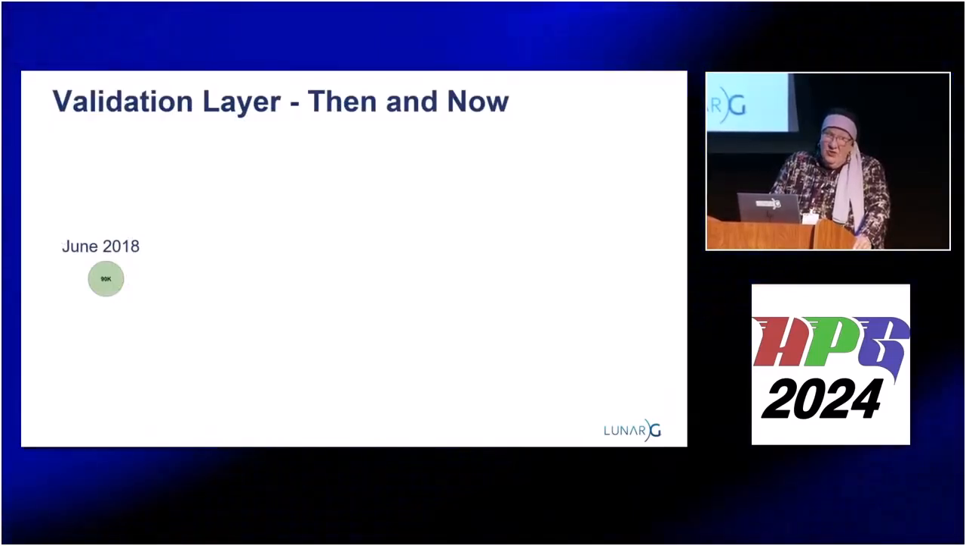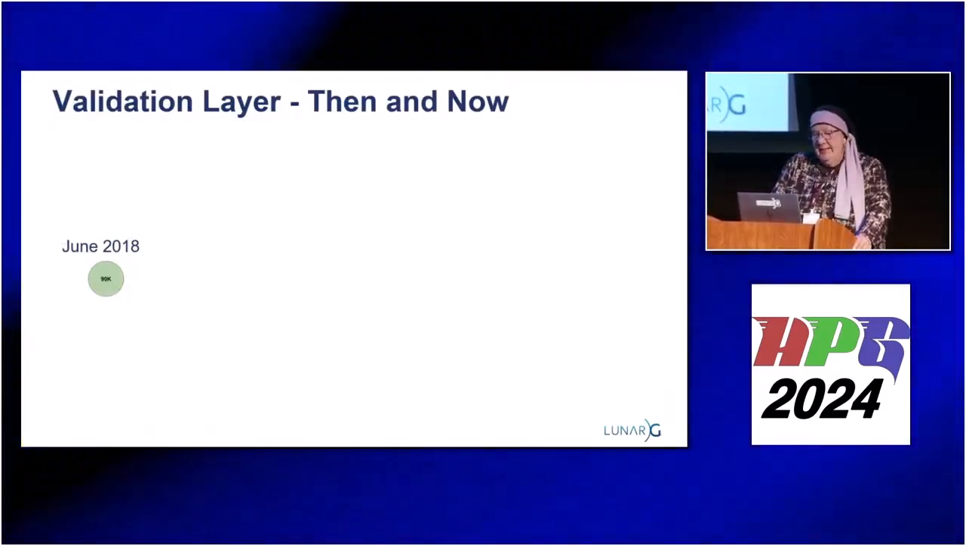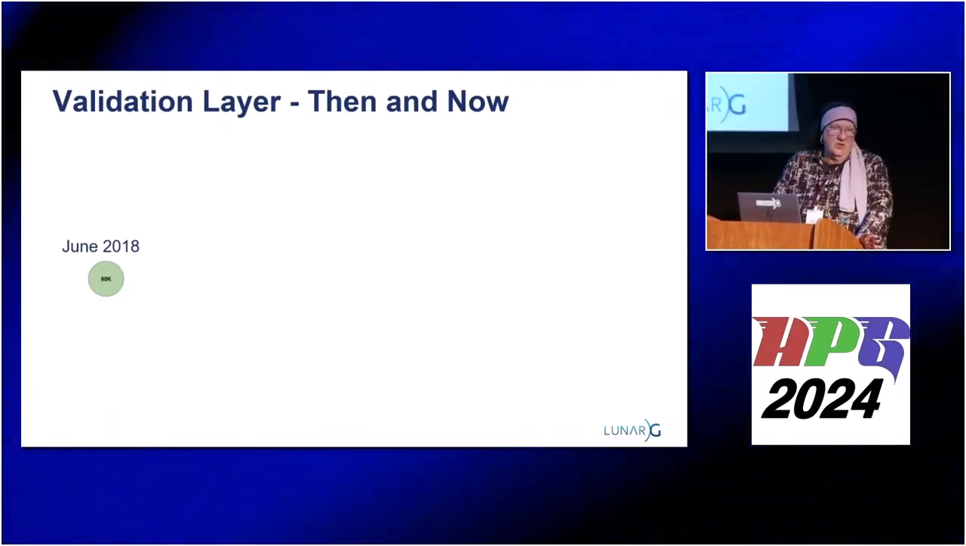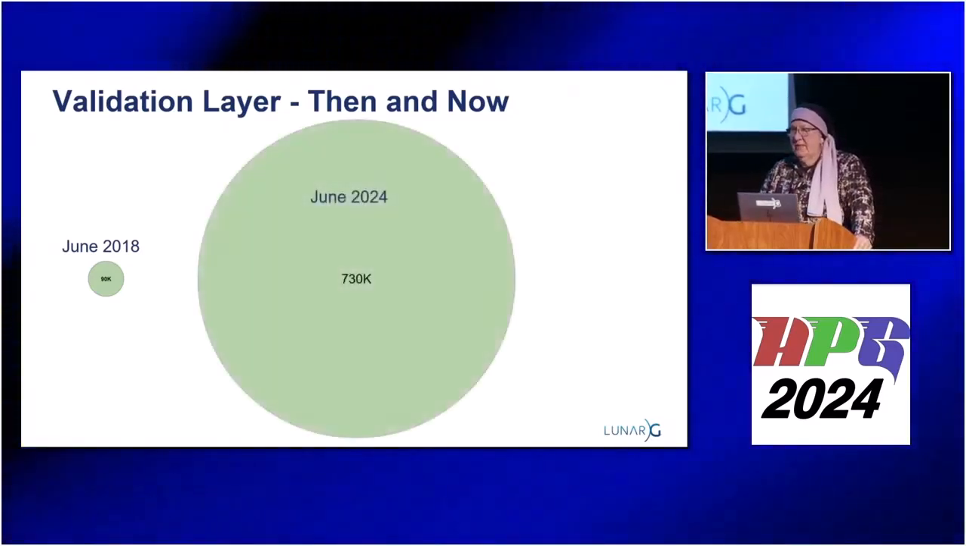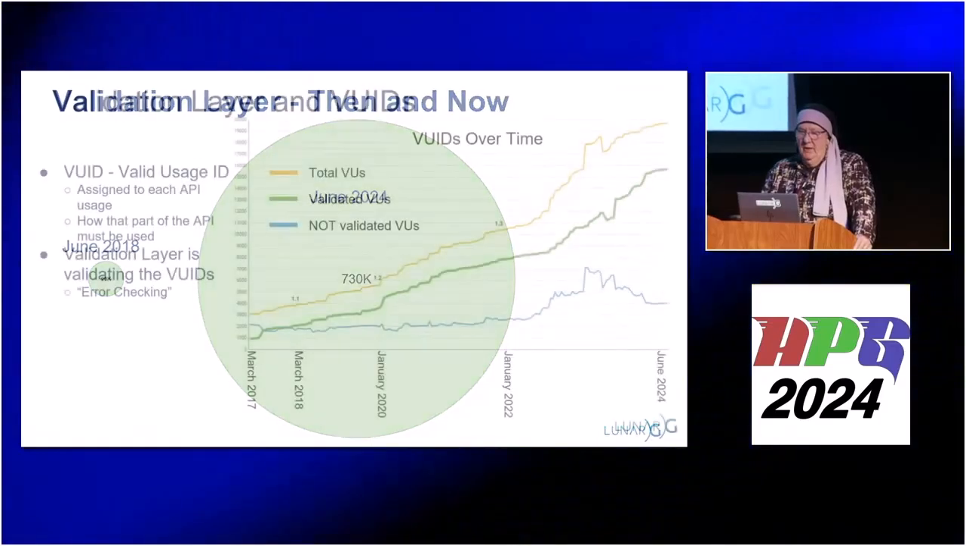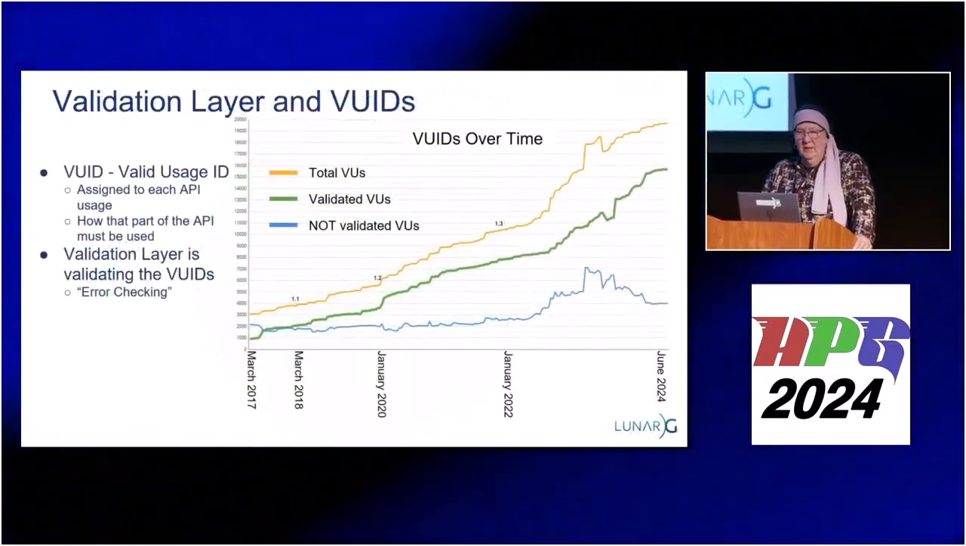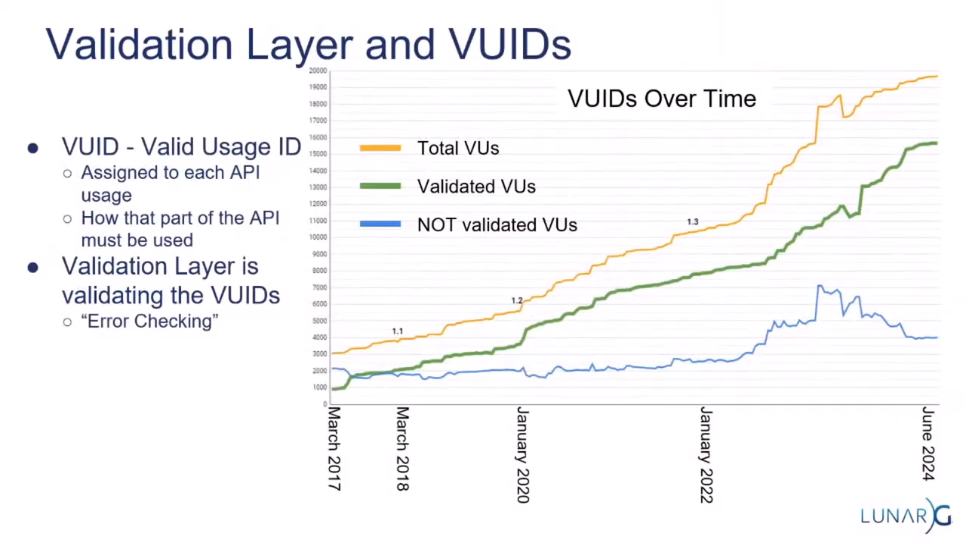In 2018, which is 2 years after the launch, the code base was about 90,000. I couldn't find it before 2018, just to let you know. Code base of the validation layer was about 90,000. Today we're at about 730,000. What drives the size of that code base? Valid usage IDs. Each valid usage ID is assigned to an element of the API: how do you use it? And this is what the validation layer is validating at runtime. Now, back in 2017, we were around 2,500 VUIDs. Today, we're over 19,000.